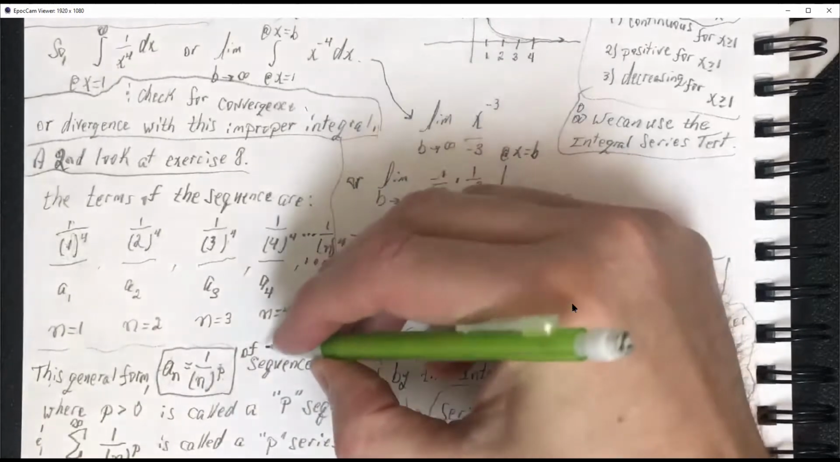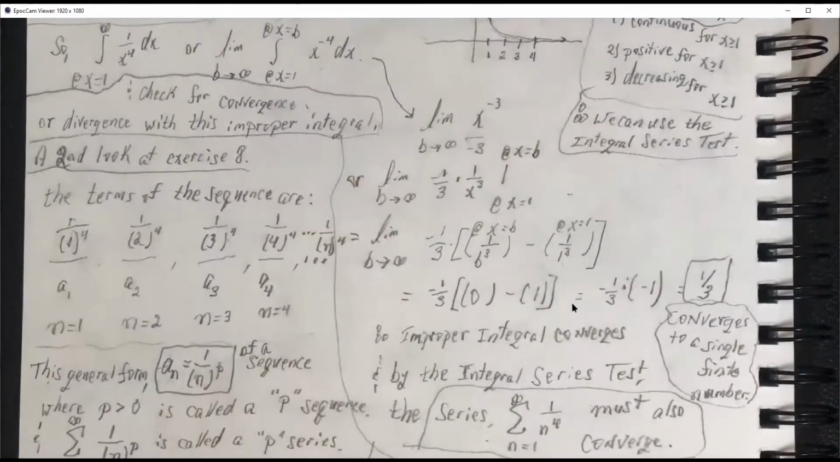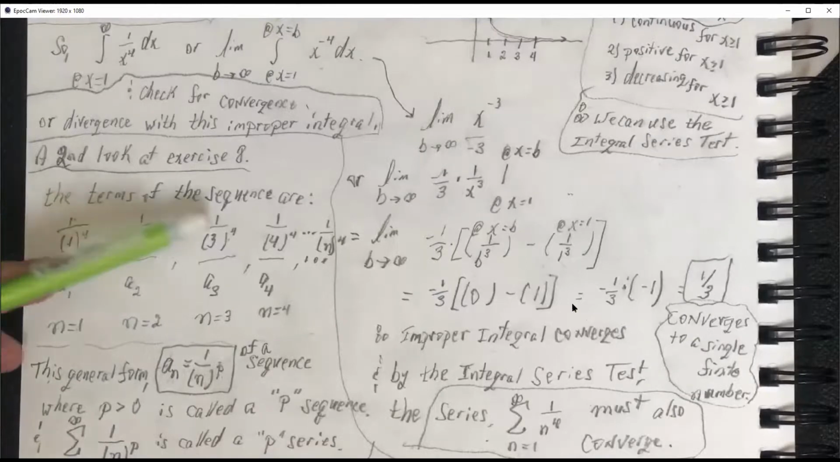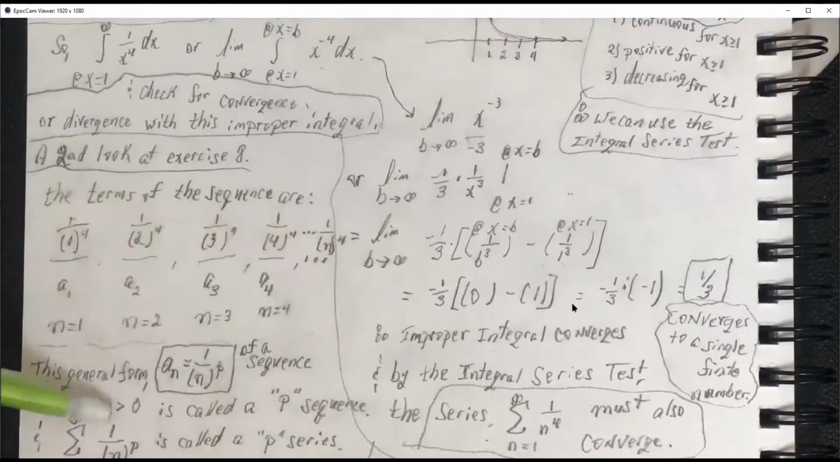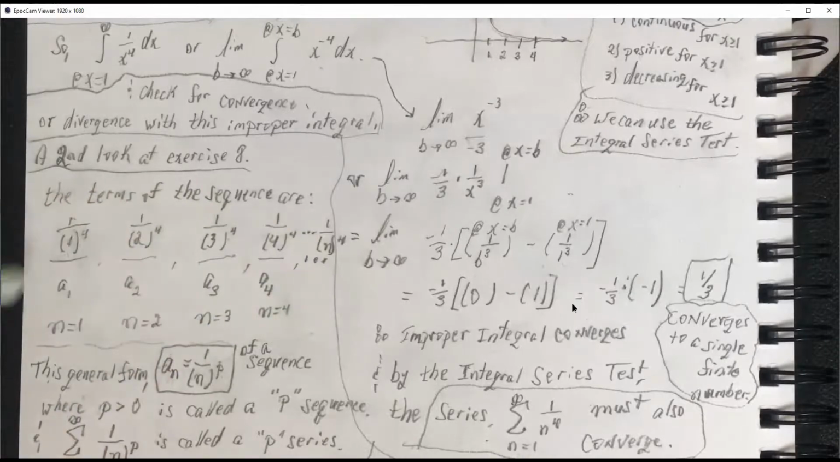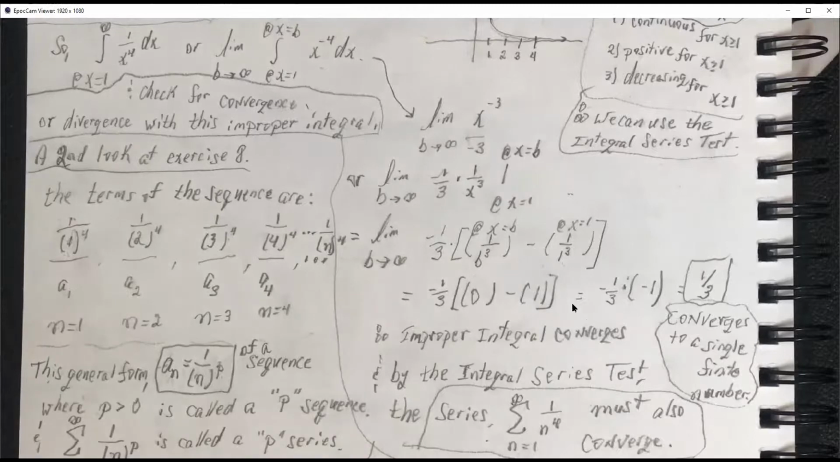So this general form, a sub n equals 1 over n to the p, is a sequence where the power that's not changing has to be a number, of course, and it's the same number on every term. The power doesn't change. It has to be greater than 0. So it's any real number greater than 0.